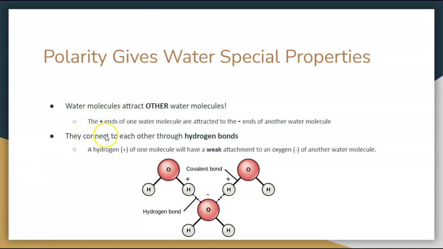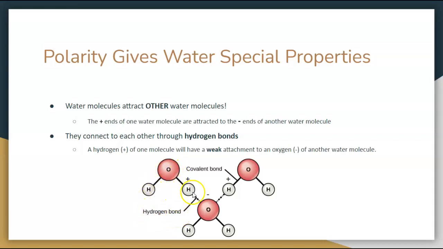The positive ends of one water molecule, right, those positive hydrogens, are attracted to the negative oxygen on other water molecules, right? And you've seen this in magnets, right? Positive is attracted to negative. Opposites attract, okay? We've seen this. And the connection that is made between the hydrogen of one water molecule and the oxygen of a second water molecule is called a hydrogen bond, okay?